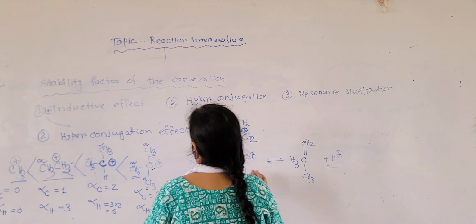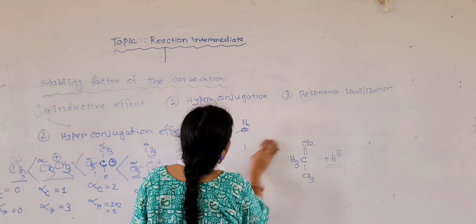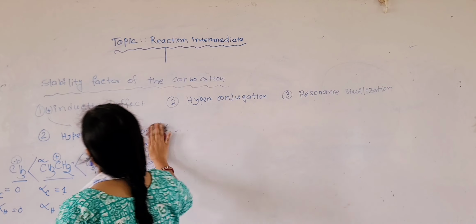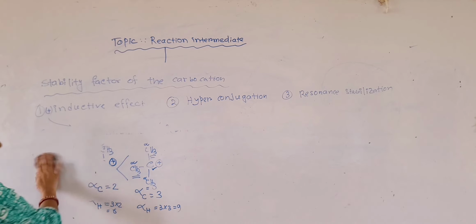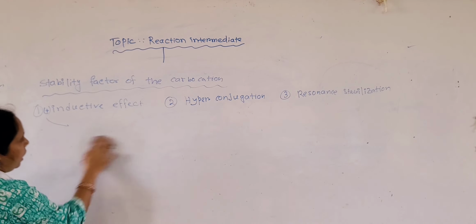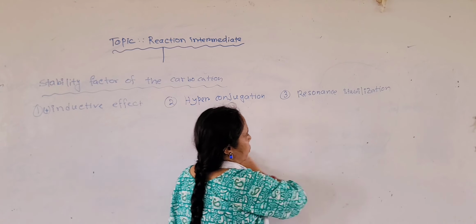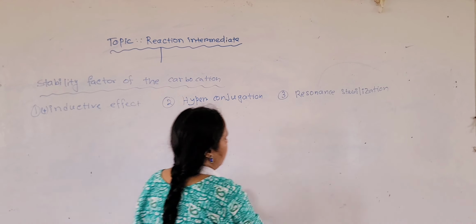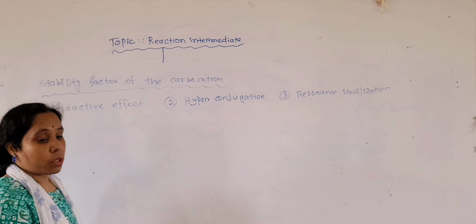Now we will go for the resonance sequence. Till now I did not tell you anything about resonance because we did not need it. I already described the aliphatic carbocation, where no unsaturation was there.